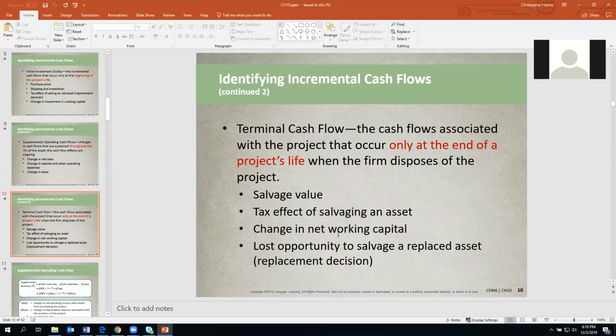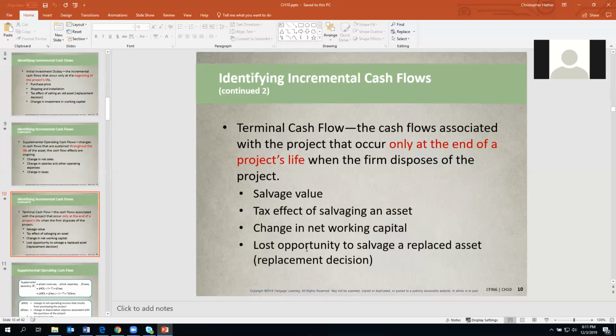Terminal cash flows are at the end of the project. So the salvage value, tax effect of salvaging, change in net working capital, again, that's always after a decision has been made to either replace or expand. And then lost opportunity to salvage a replaced asset. So this is your replacement decision, which says, if I am, I'll just show you a numbers example. That'll be easier to explain.